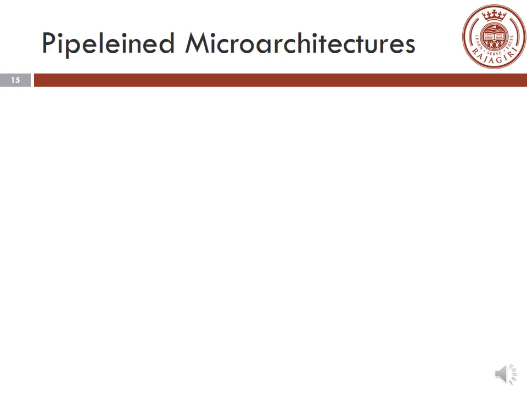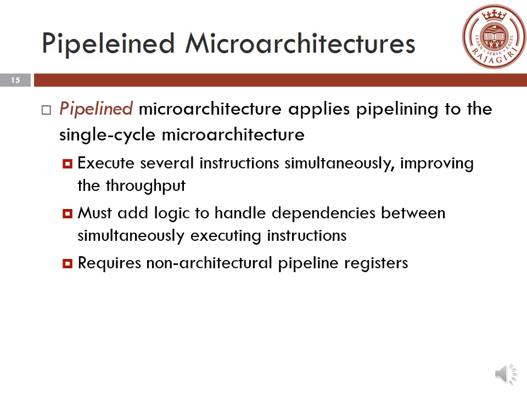Finally, you have pipelined microarchitectures. That is not something focused on in the syllabus. It applies pipelining to the single cycle microarchitecture. It executes several instructions simultaneously, which improves the throughput. Until now it was a single instruction; here you have several instructions being executed in parallel, which increases the throughput.